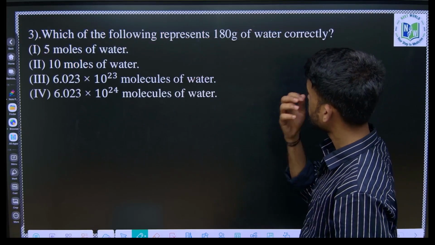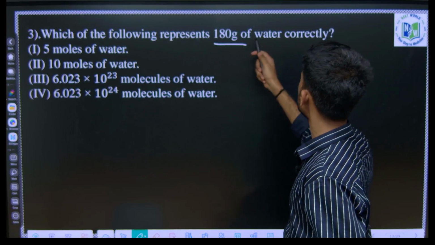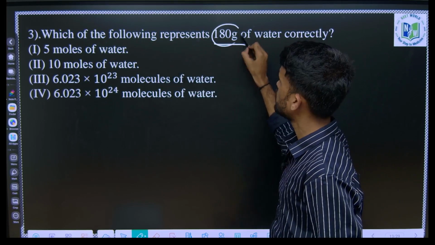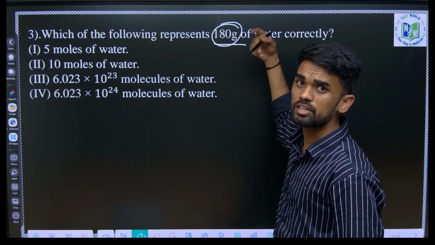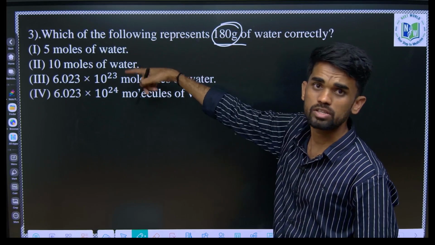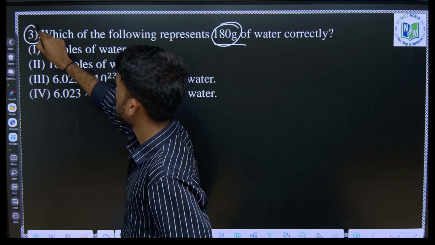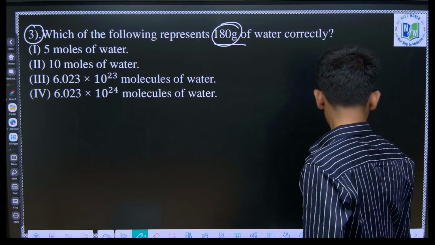Okay. So now here 180 grams I have given. Which of the following represents 180 grams of water correctly? So just what we need to do, take the given weight, convert it into number of moles and you can match over here, you will be getting the answer. So you can tell me the answer for this particular question in the comment section. Very easy. Okay.